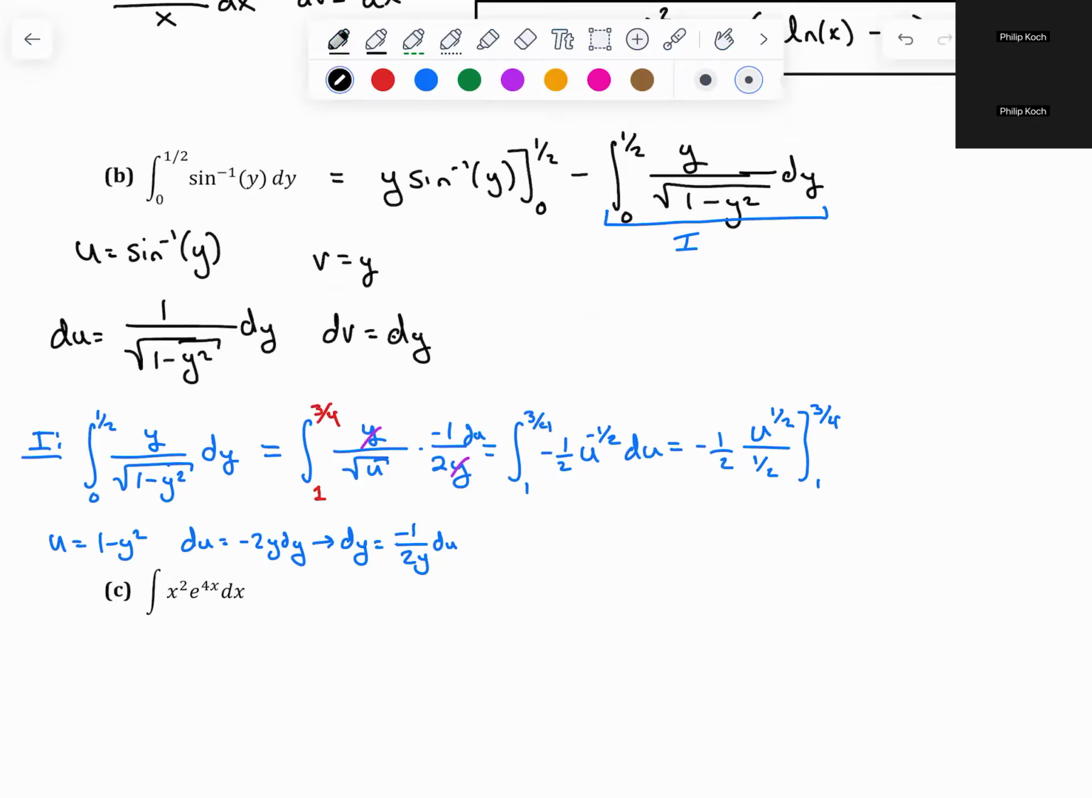So we have negative u to the 1/2 evaluated from 1 to 3/4. That's going to equal negative square root 3/4 plus 1. Because it'll be negative the square root of 3/4 minus negative square root of 1. And that'll be 1. And then the double negatives cancel out. So we end up with, we'll bring that up.